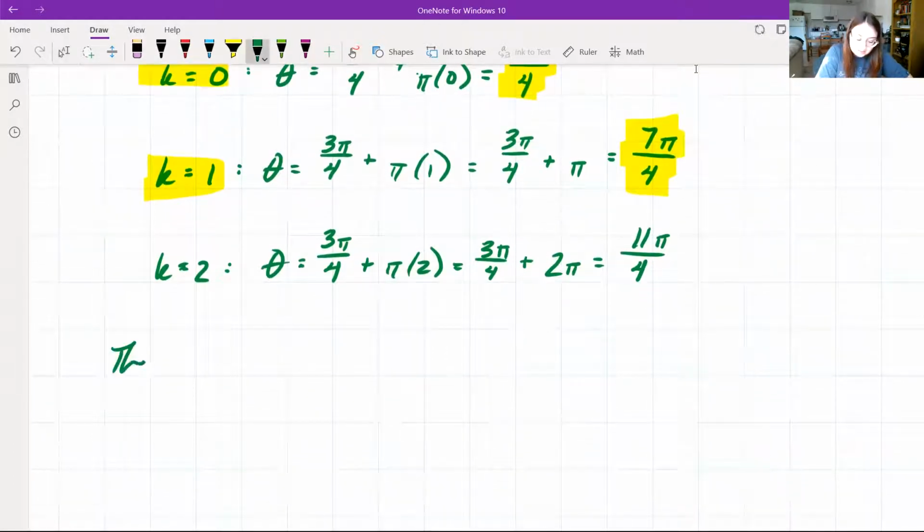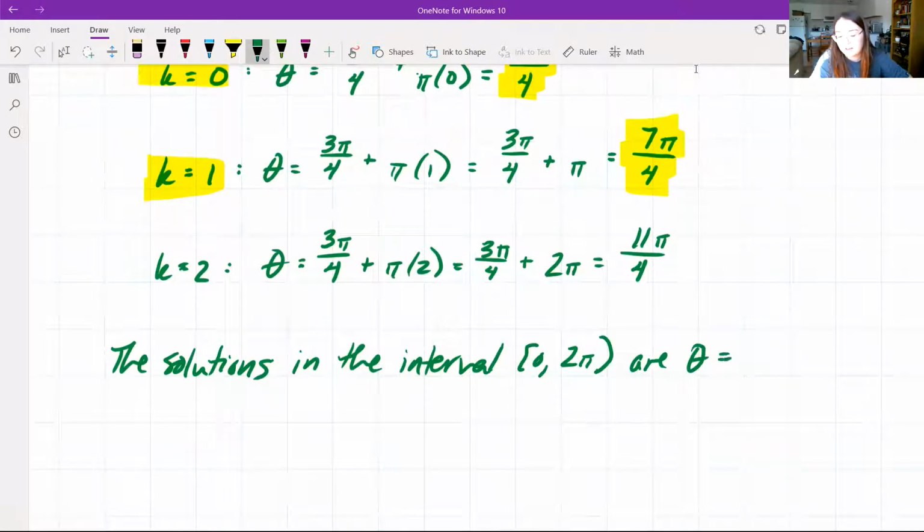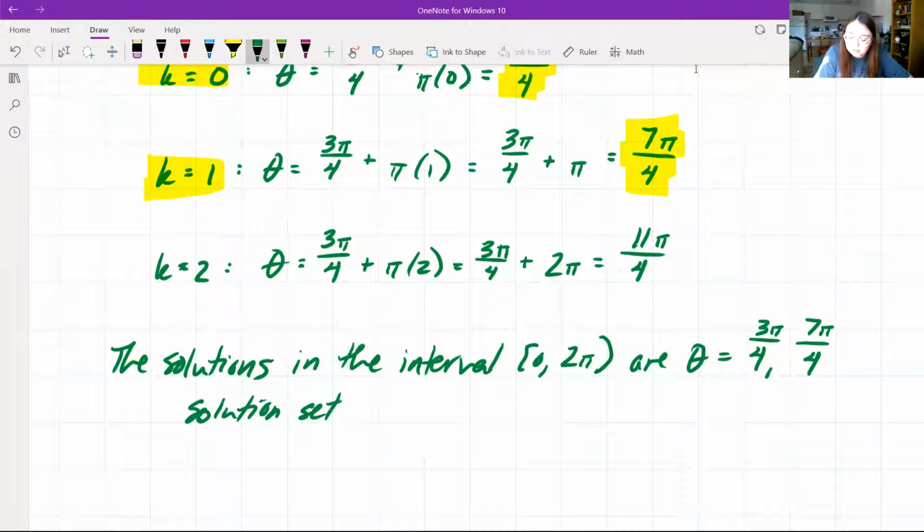This means that the solutions in the interval 0 to 2 pi are theta equal to 3 pi over 4 and 7 pi over 4. If we want to write out our solution set, it is going to be curly braces 3 pi over 4, comma 7 pi over 4, curly braces.